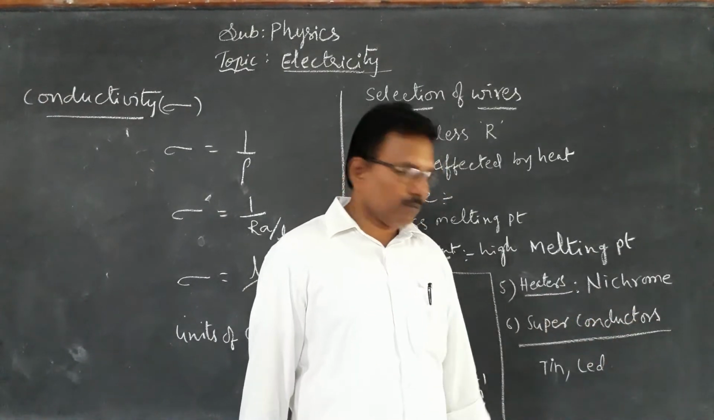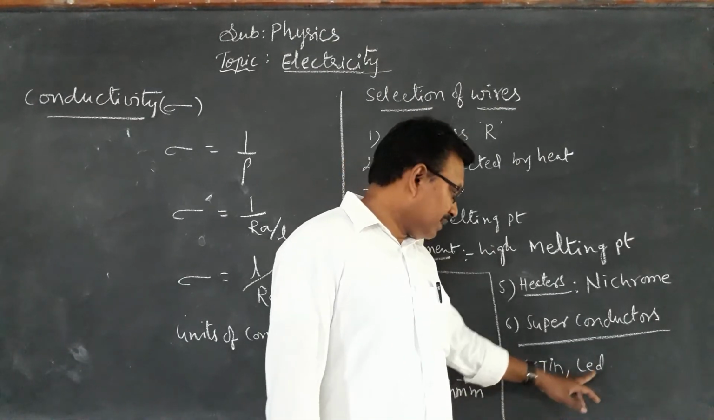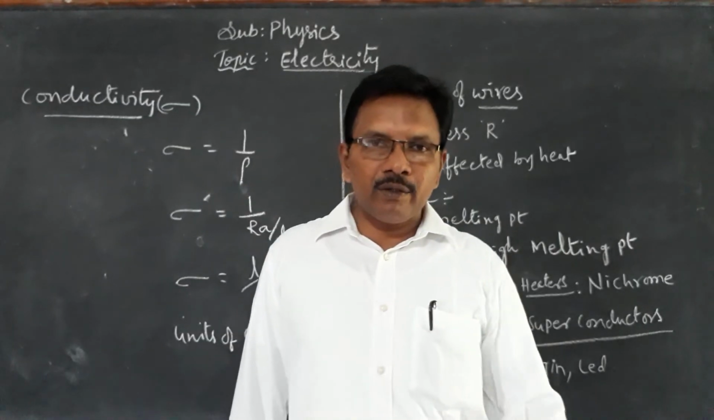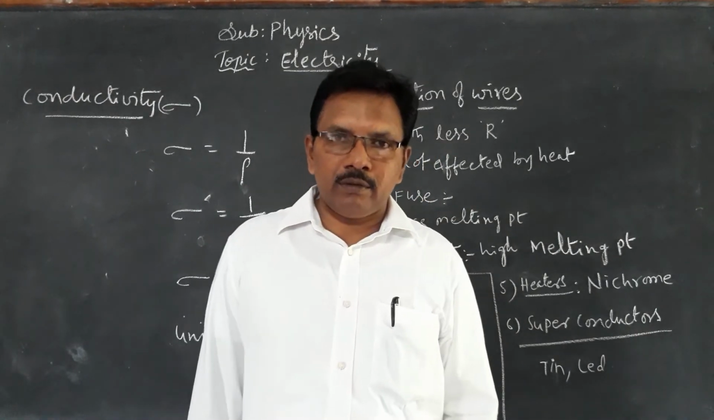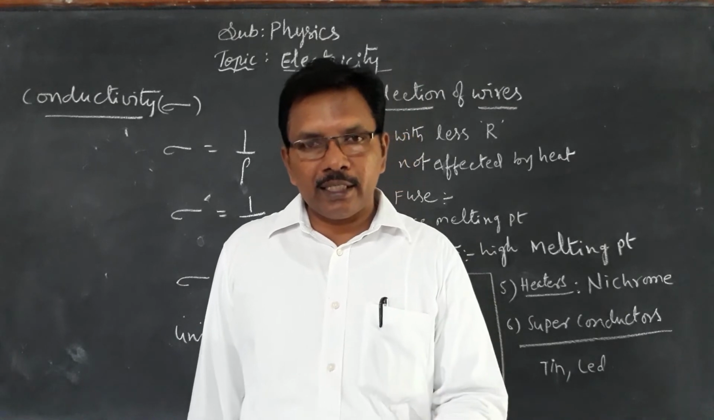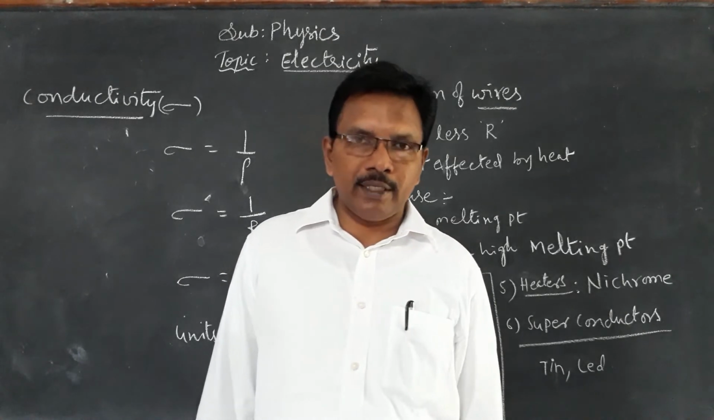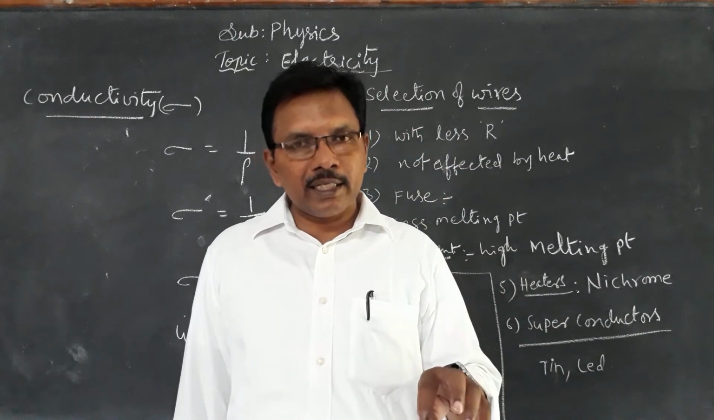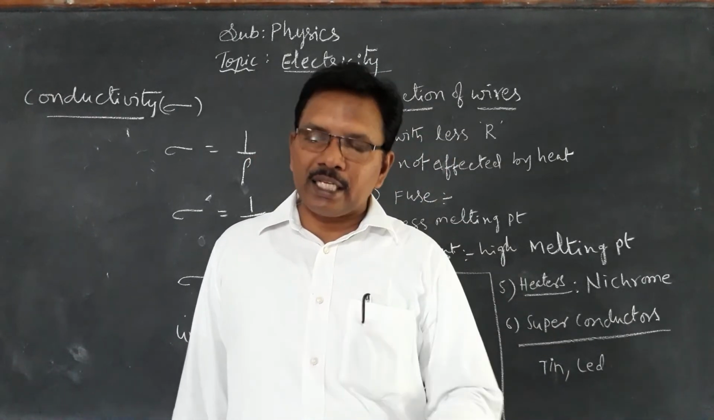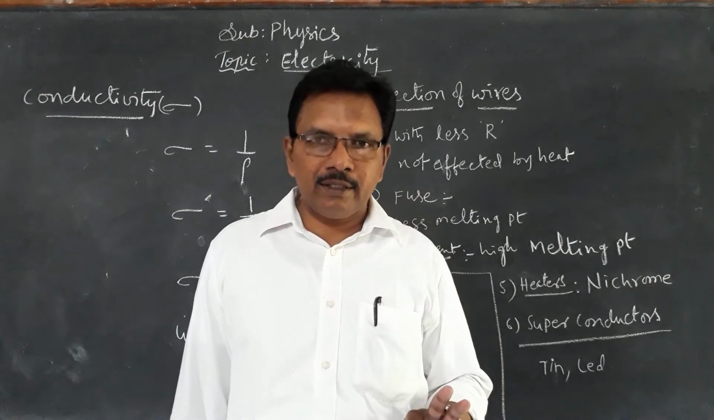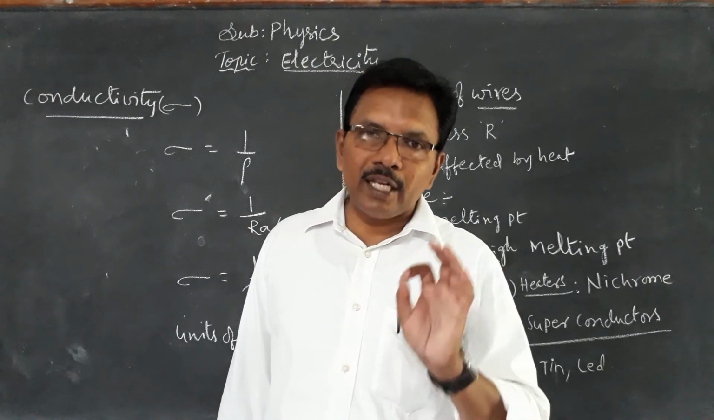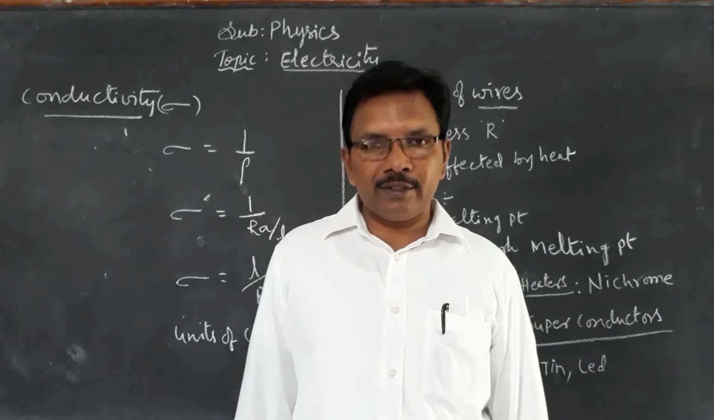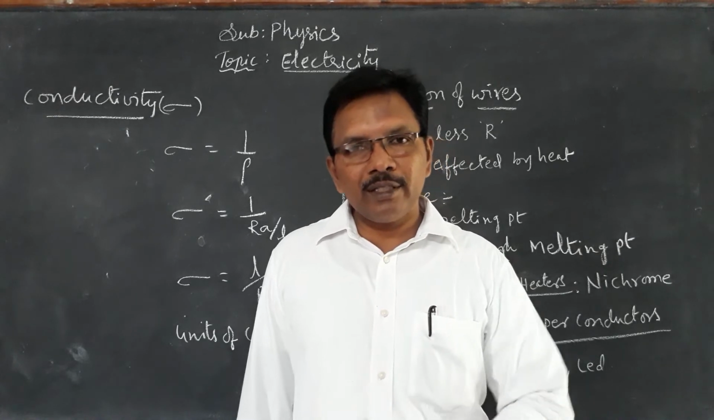Next, superconductors. Some examples are lead and tin. But superconductors are difficult to get at a normal temperature. Superconductors are good conductors at low temperature only, not at high temperature. Superconductors are good conductors, meaning less resistance. Resistance is very low when the temperature is very low. Example, tin and lead. They are good conductors, but at small temperature only they spoil.